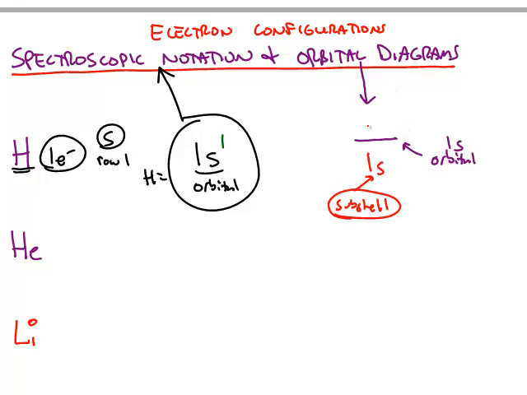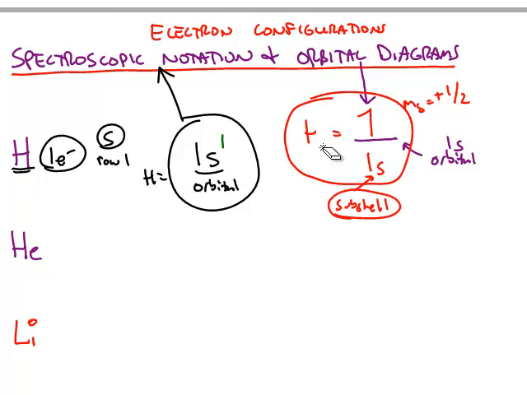Hydrogen has one electron to fit into that orbital, and the convention is the first electron that goes into an orbital is assigned a spin value of positive 1/2, which is drawn as the up arrow. So this is the orbital diagram for, not helium, that's the orbital diagram of the hydrogen atom.